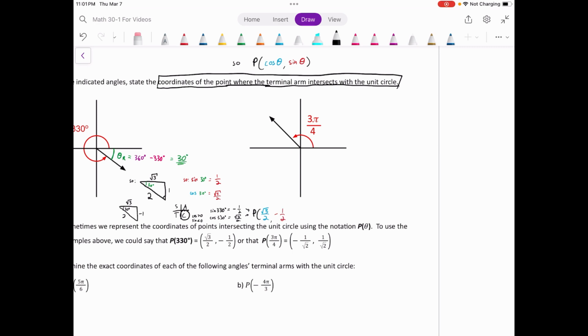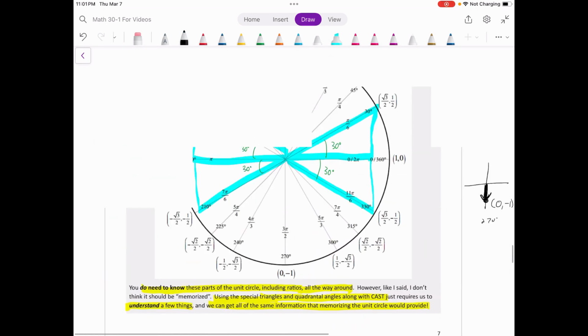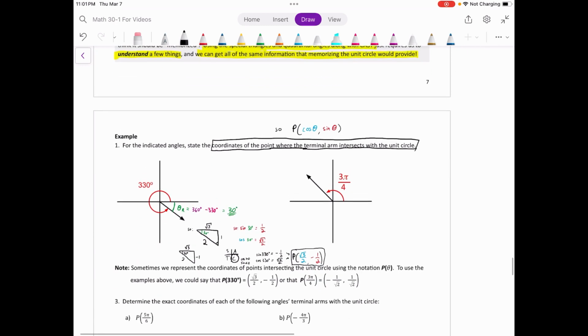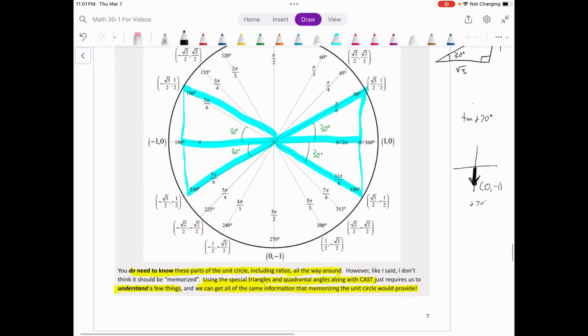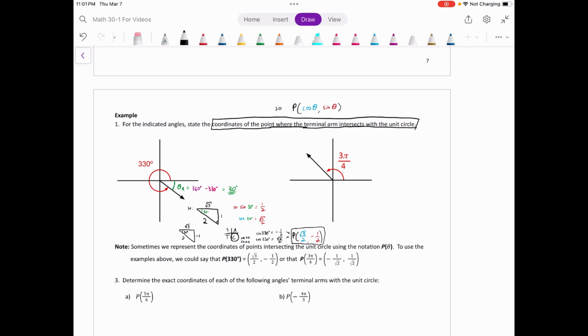And there we go. That is the point where the terminal arm of 330 degrees will intersect with the unit circle. We used it to find cos theta and sine theta, and we know that cos theta and sine theta are the x and y coordinates of a point where the terminal arm of an angle intersects with the unit circle. Cool, right? But notice all I needed was this triangle. I did not just pull those numbers out of my back pocket. Checking, 330: root 3 over 2, negative 1 over 2. Exactly what we got, just by thinking about that 30, 60, 90 triangle.